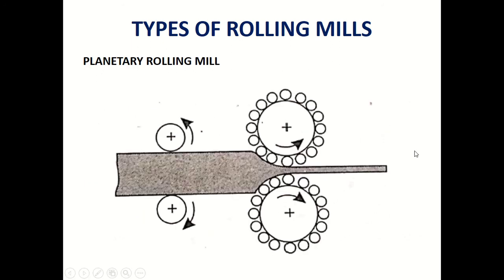Another important type is called the planetary rolling mill. If you look at the diagram, this type of mill has a pair of large and heavy rollers surrounded by a number of small rollers. This is a heavy one, surrounded by some small rolls. In this rolling mill, the slab can be reduced directly to a strip in a single pass. Okay.